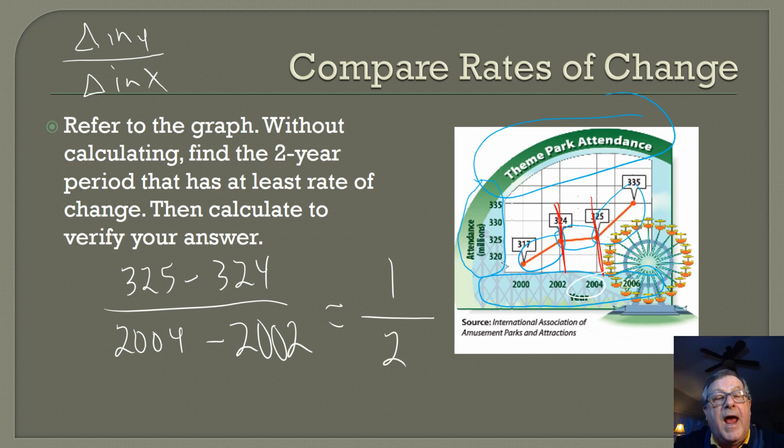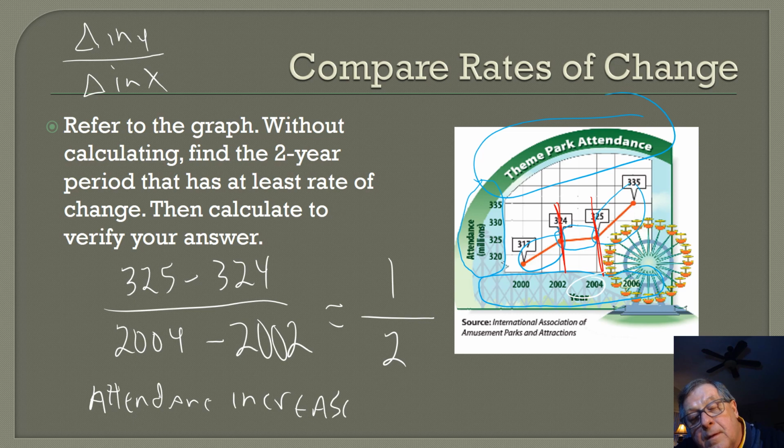So that's 1/2. And what we're really saying here is that between 2002 and 2004, the attendance increased by about 500,000 visitors per year. That's 0.5 million per year.